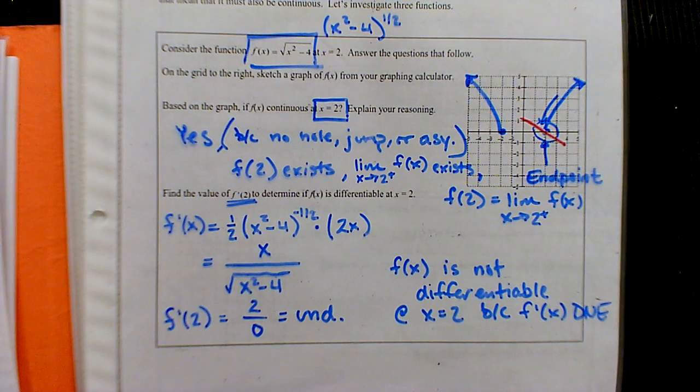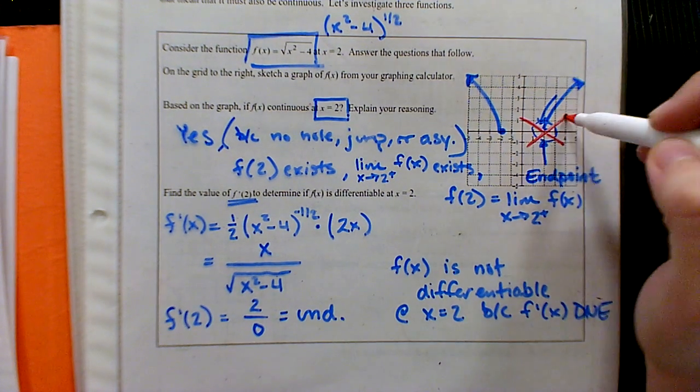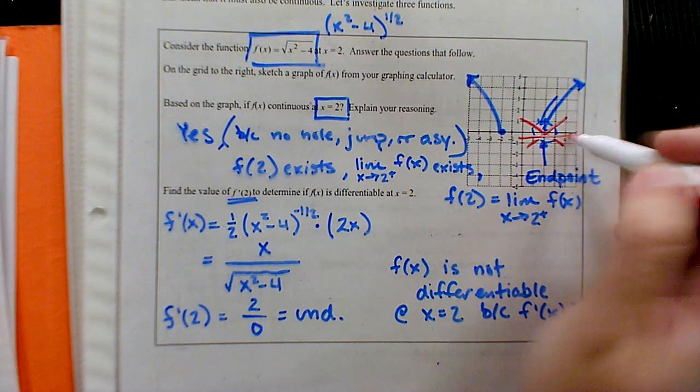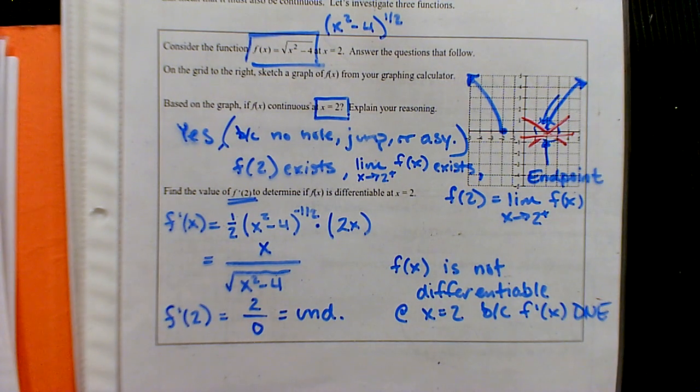I could do that, right? Could I also do that? Could I also do that? Right? Do you see how there are multiple tangent lines? So how can you determine what the slope is when you have multiple lines?